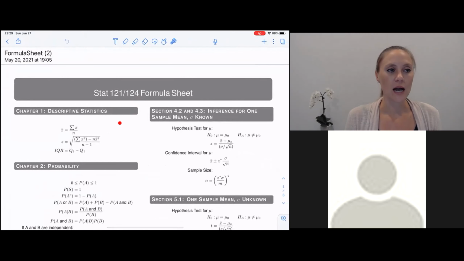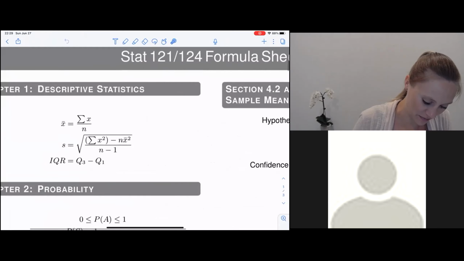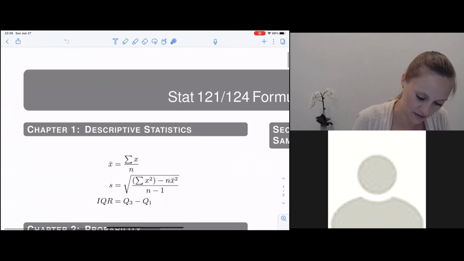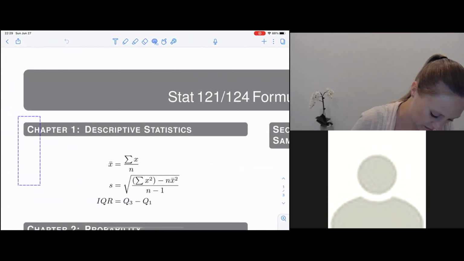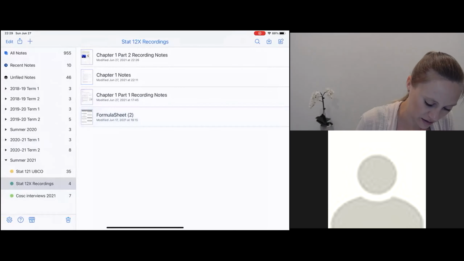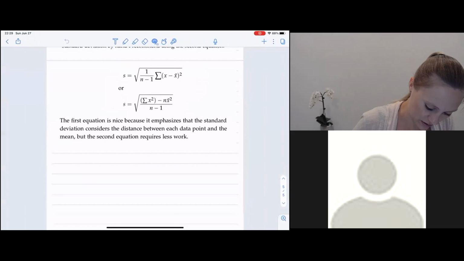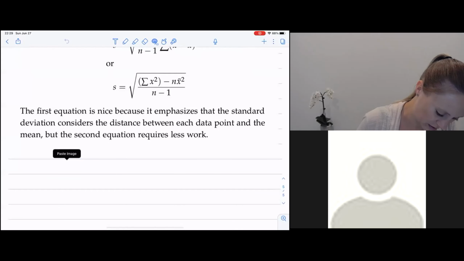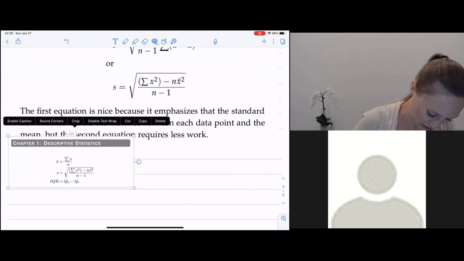Doesn't matter. All right, we're in chapter 1. And I don't want you to look at anything else. Chapter 1. This is what you have for your formula sheet.